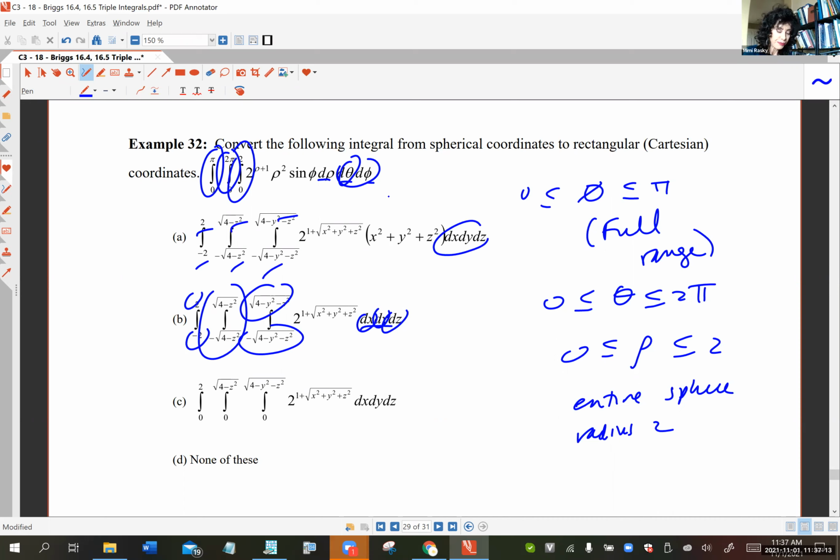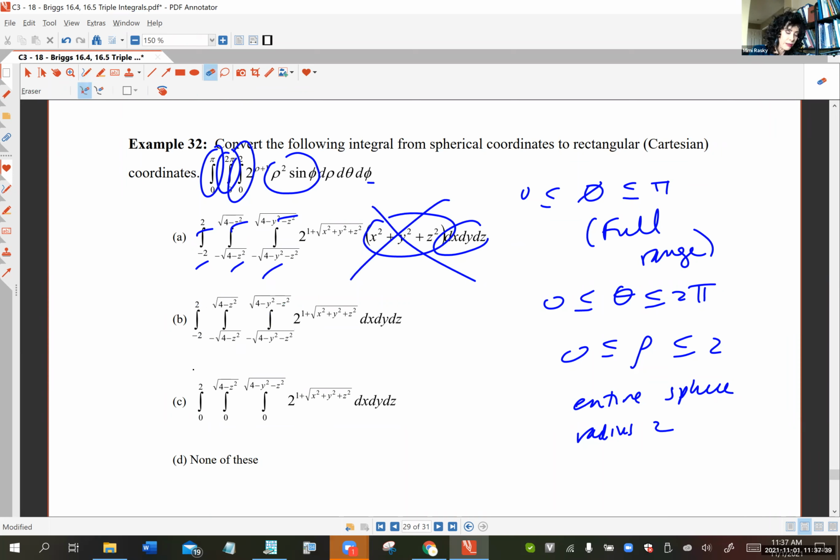You have to be careful because you have to notice that this rho squared sine phi, when you convert to rectangular, disappears. Like you don't try to convert rho squared sine phi to rectangular. That's part of the volume element for spherical. So this x squared plus y squared plus z squared, no. So letter A is definitely not one of the possibilities.